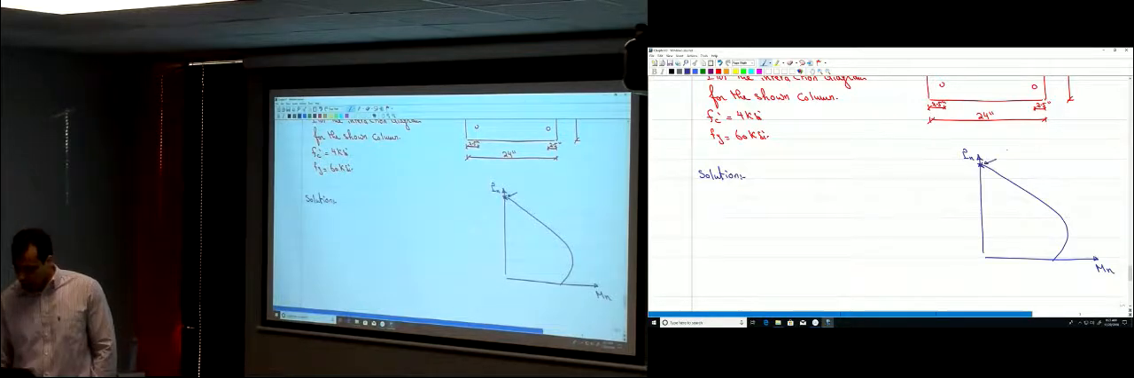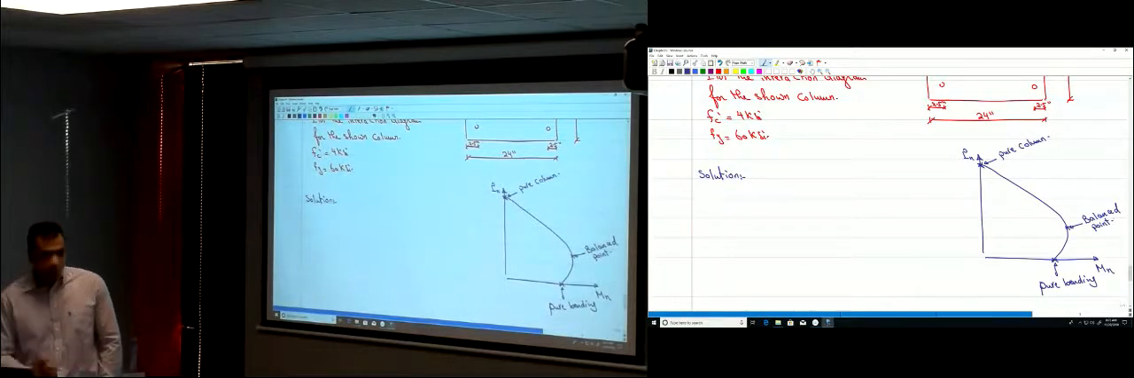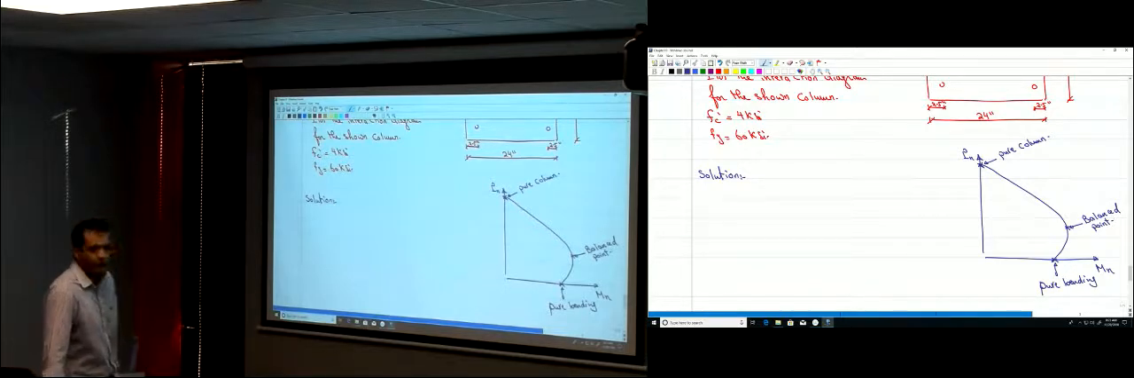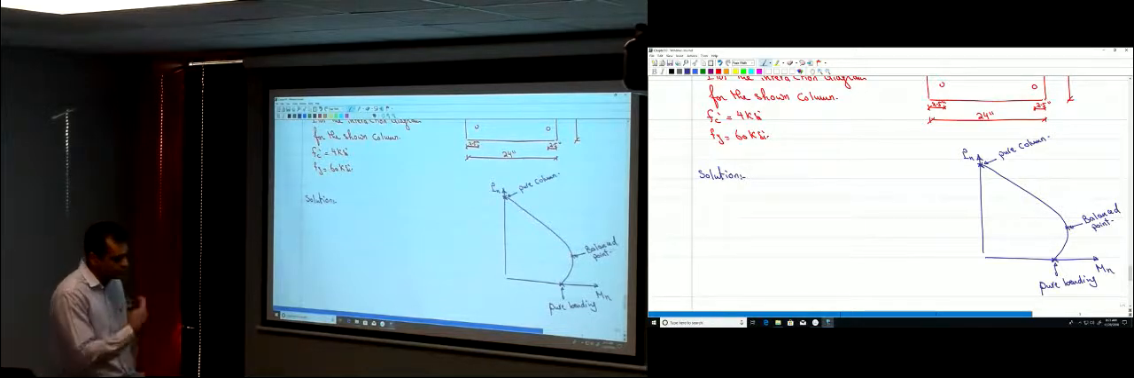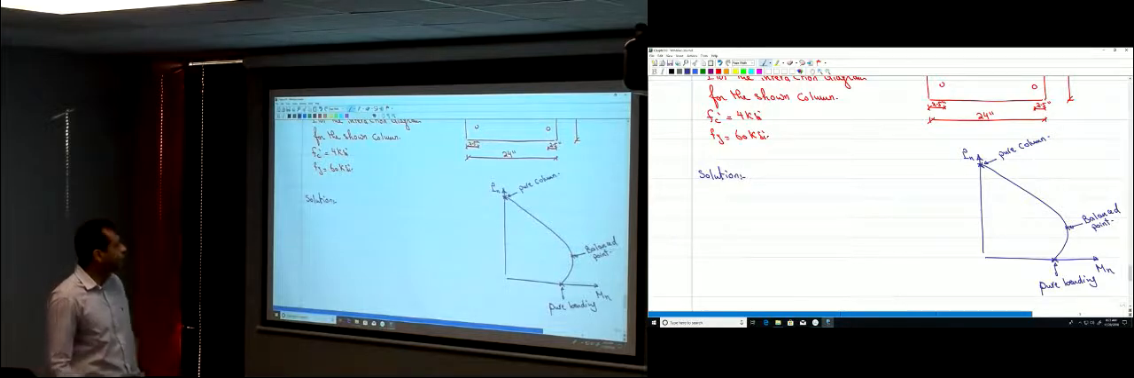The case of pure compression. And that's easy. And what's that point? This is pure bending. And there is a point here, the balanced point. So those 3 points are the basic points. You cannot avoid them. You have to calculate those points. And then any extra point is just for more accuracy to plot that curve. Okay? So how to plot those points?